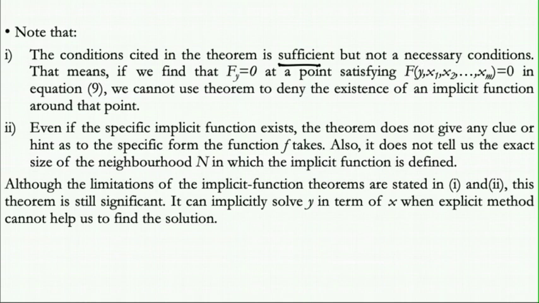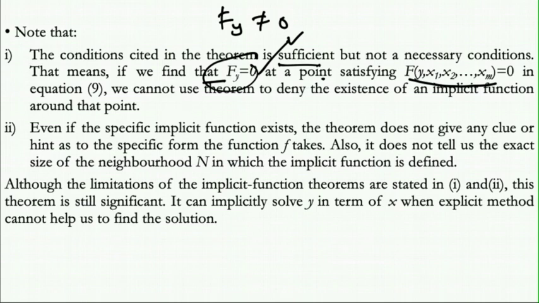So that means if we find that the partial derivative of the implicit function with respect to y equals 0 at a point, coordinate this, okay, in equation 9. So it means what? It means we cannot use the theorem to deny, all right, the existence of an implicit function around that point. So what does it mean here, class? Although the theorem looks so strict, let's say this one, okay, is this. In the theorem, it says fy shouldn't be equal to 0. But if the case is like this, what happens? Can we say the implicit function doesn't exist? It's not really, actually. Okay, it's not really.